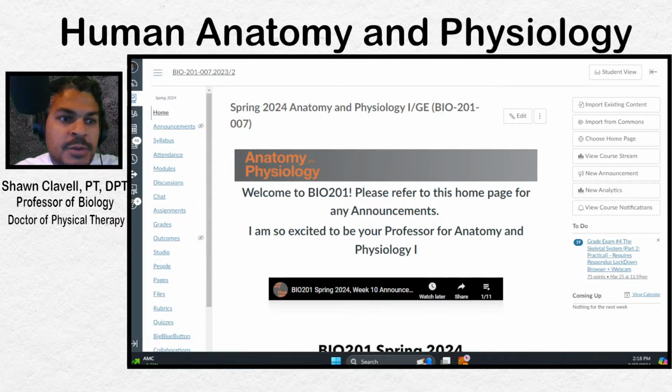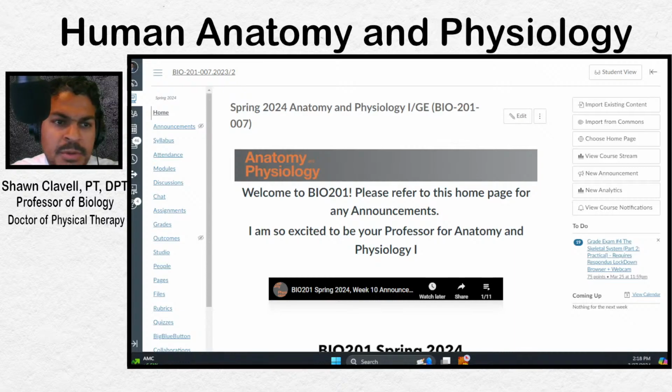I want to first congratulate you on finishing the skeletal system. We just wrapped up the bones of the body, and now we are moving on into the muscular system. This section will also encompass movement, so movement of the body.